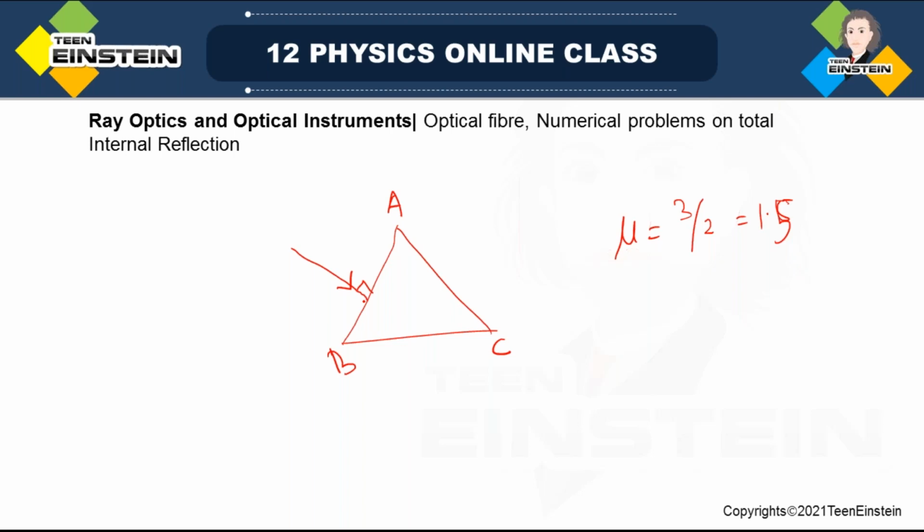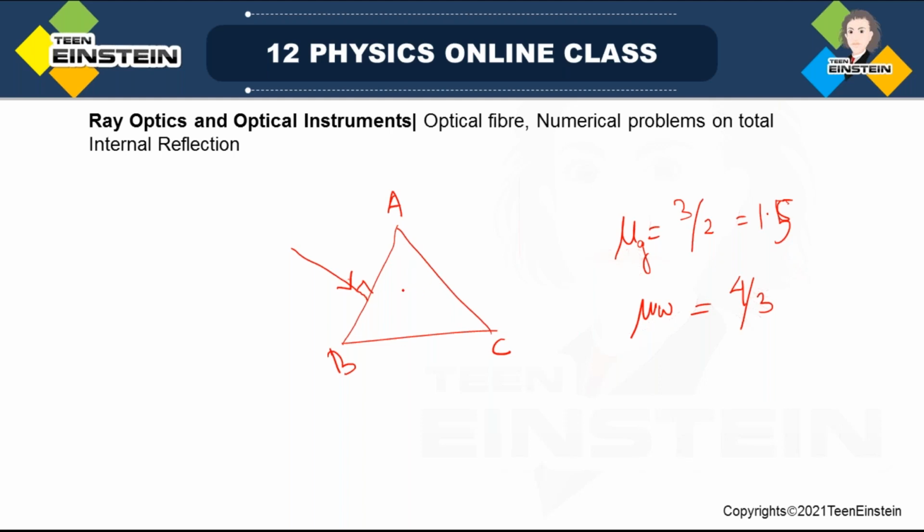And suppose this whole prism is kept inside the water. So this is glass and this is water, whose refractive index is 4/3. So the question is, will this ray suffer total internal reflection on striking the AC? AC is another surface.